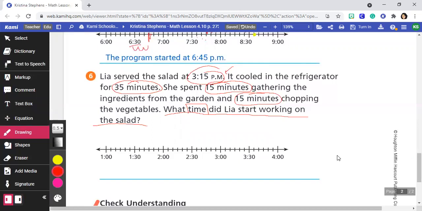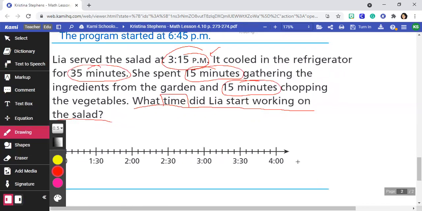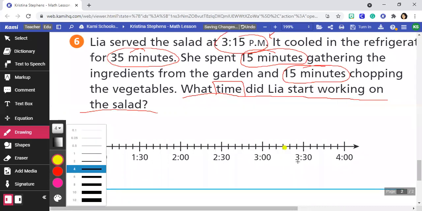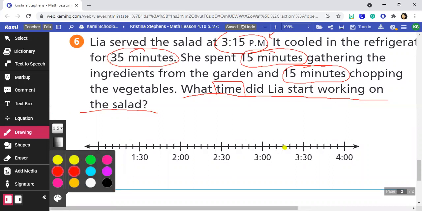So if we're starting at the end, Leah served the salad at 3:15. I think, I'm going to zoom in, that on my number line, that starting point is going to be right here. That's where Leah started. And so let's work backwards. It cooled in the refrigerator for 35 minutes. Well, I feel comfortable jumping back 30 minutes and then 5 more. So there's my 35 minutes that it was cooling in the refrigerator.